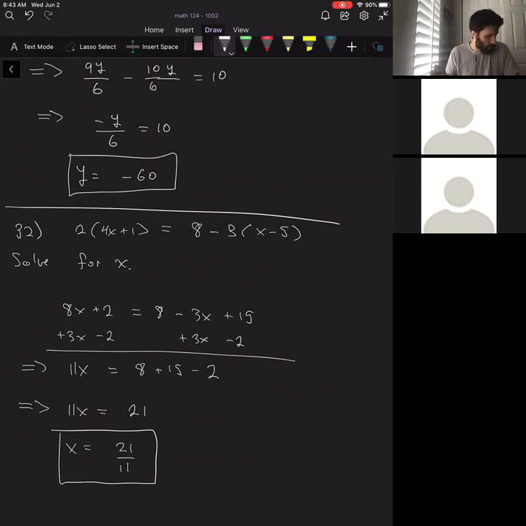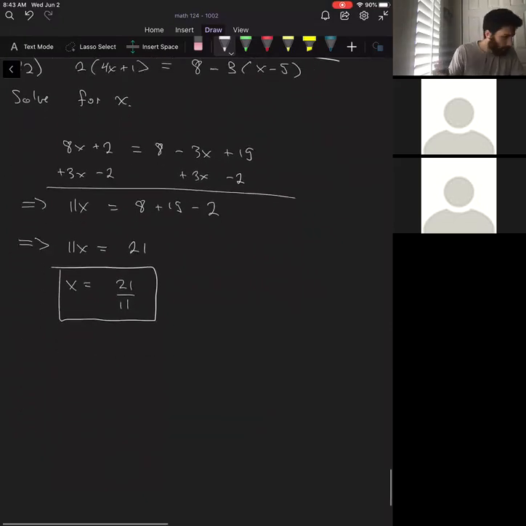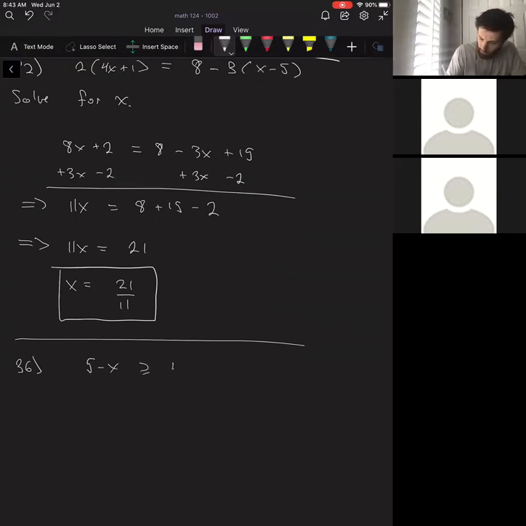All right, let's do 36. So we want to solve this inequality: 5 minus x is bigger than or equal to 4x plus 20.